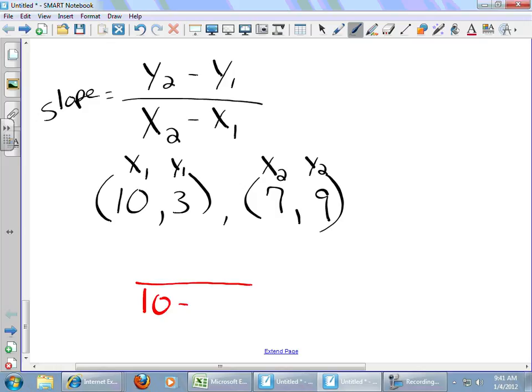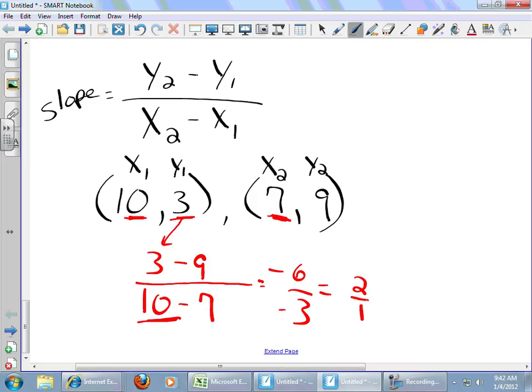But remember, all I'm doing is subtracting my x's. So 10 minus 7, which is negative 3. And then I'm subtracting my y's. 3 minus 9, which is negative 6, which will simplify to positive 2 over 1. The two negatives will cancel out in the division. It doesn't matter if I start with 10 or if I start with 7, but I have to be consistent. The 10 showed up on the left in the denominator. Therefore, the 3 has to show up on the left in the numerator.